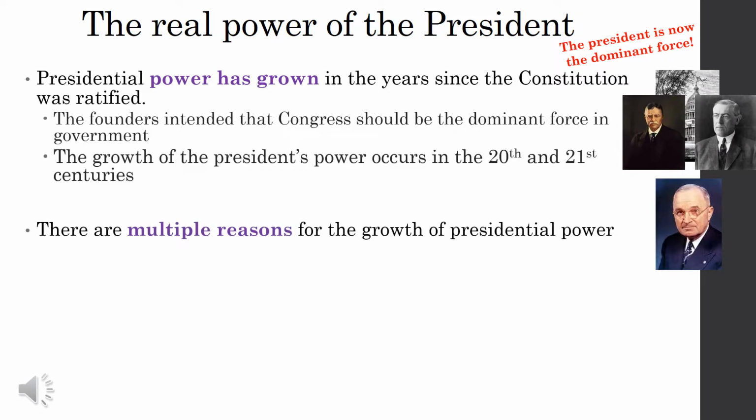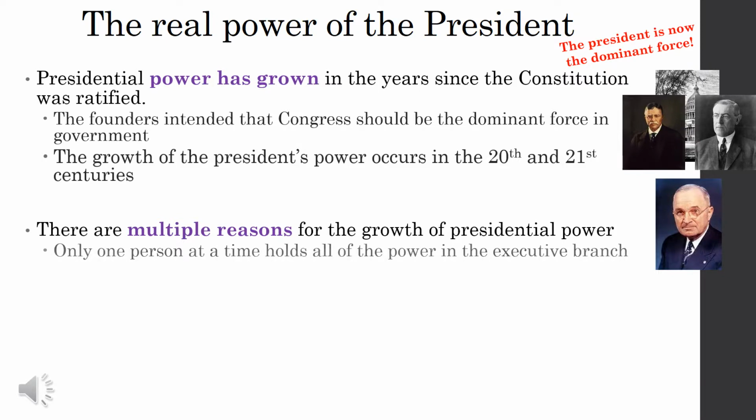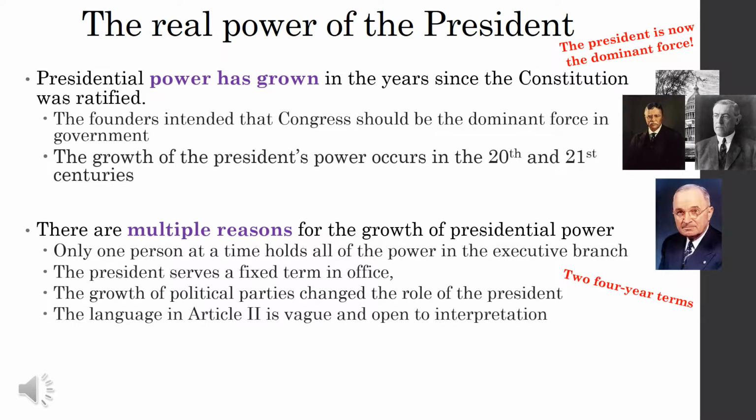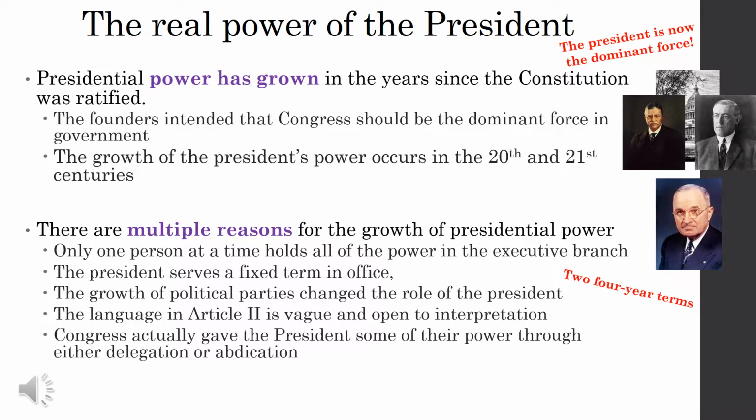And there are multiple reasons for the growth of presidential power. Only one person at a time holds all of the power in the executive branch. The president serves a fixed term in office. The growth of political parties changed the role of the president. The language in Article 2 is vague and open to interpretation, and Congress actually gave the president some of their power through either delegation or abdication.